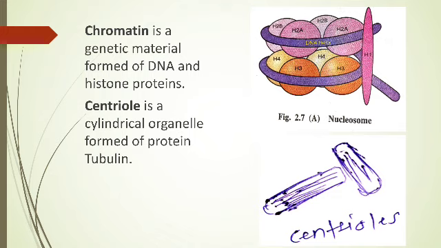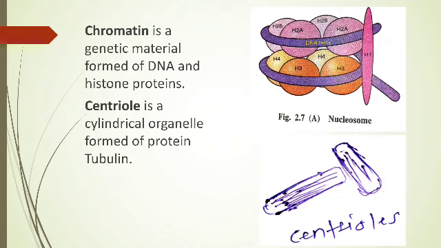So in figure 2.7 you can see the DNA helix shown in blue, wrapped around the histone proteins, and this is the structural and functional unit, the nucleosome. So chromatin is a genetic material formed of the DNA and histone proteins. In that figure you can see the DNA as well as the histone proteins.